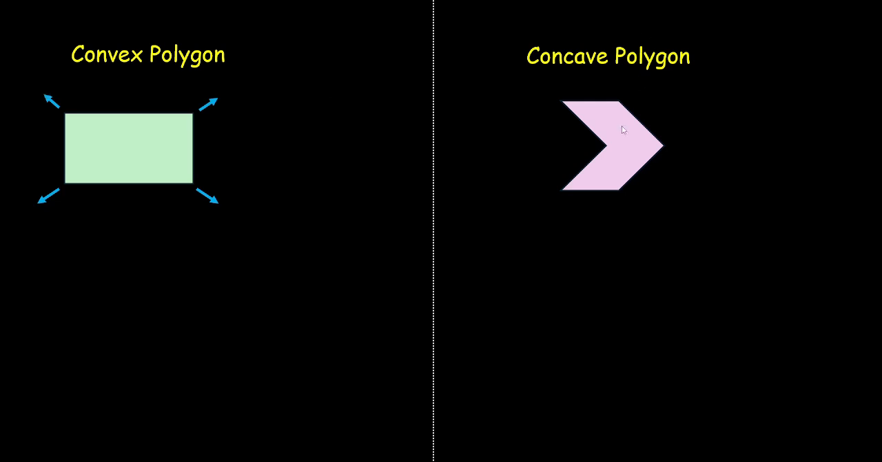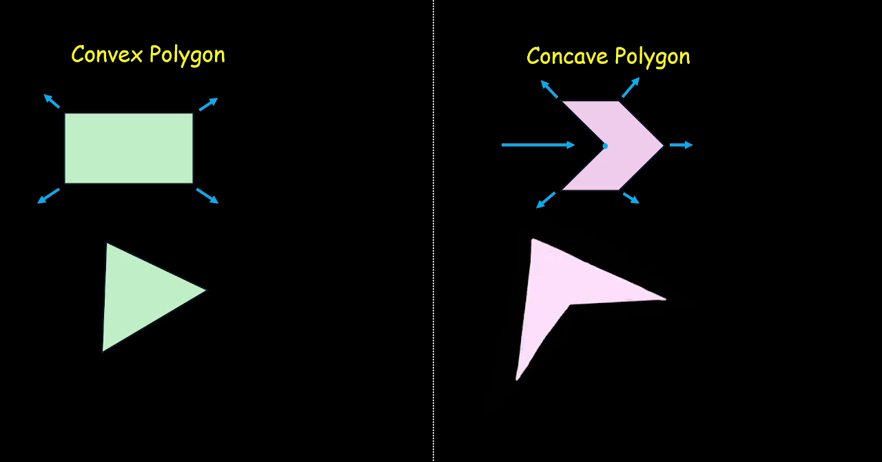Whereas in the concave polygon, we find some vertices which are bulging outwards, but then there is this one vertex which is not bulging outwards, rather it is caving in, and therefore the name concave. So if we look at a polygon and find any one vertex which is caving in, we can call it a concave polygon. Let us look at some more examples.